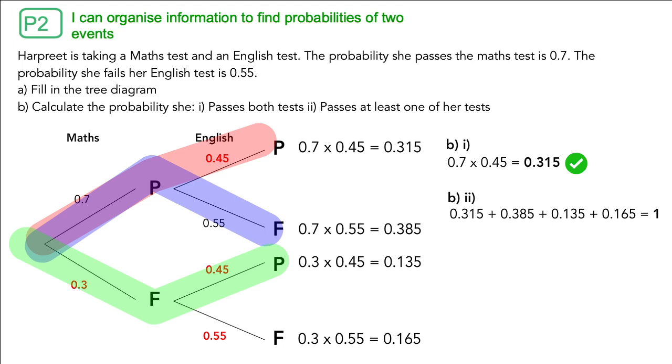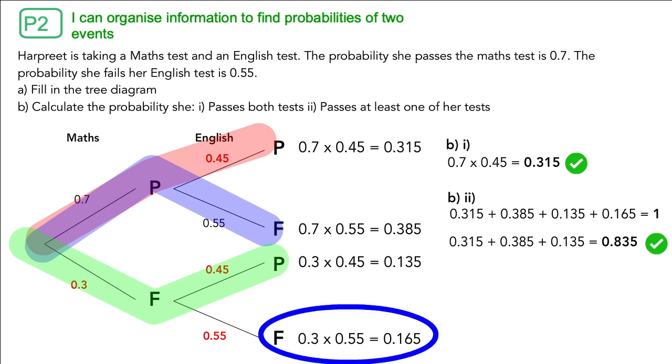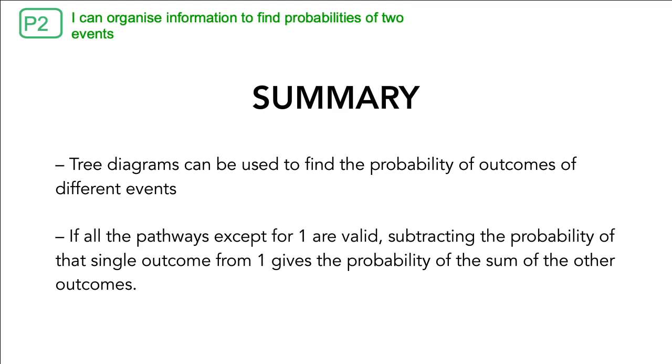After calculating for each outcome, adding these 3 gives us 0.835. Let's instead use the probability that isn't part of the final answer, fail, which is 0.165. Subtracting 0.165 from 1 gives us 0.835, the same answer. Comparing, there are fewer steps to calculating the answer, but both are viable techniques. To summarize, tree diagrams can be used to find the probability of outcomes of different events. If all the pathways except for 1 are valid, subtracting the probability of that single outcome from 1 gives the probability of the sum of the other outcomes.